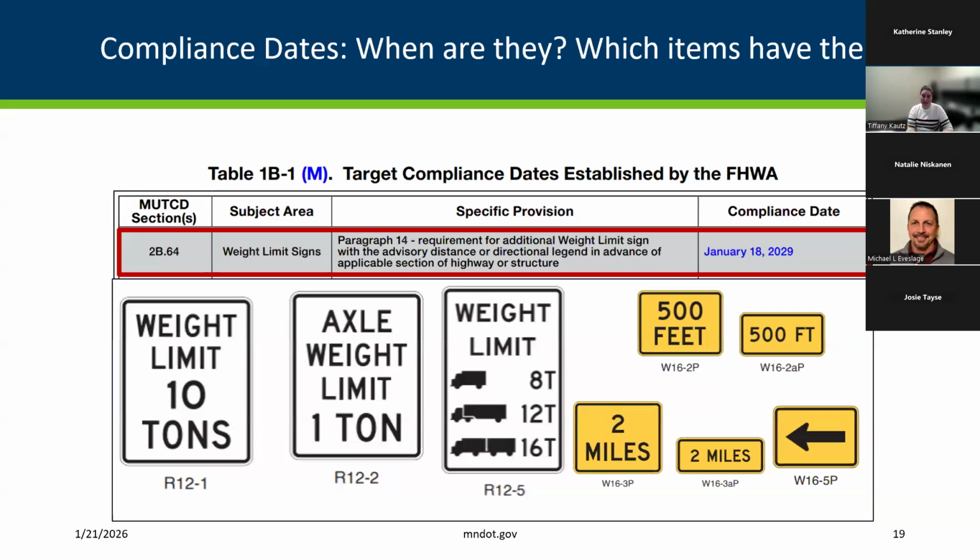So for the first one, it has to do with weight limit signs, and this has a target compliance date of January 18th of 2029. And so an additional weight limit sign with an advisory distance or directional legend shall be located in advance of the applicable section of highway or structure so that a vehicle can detour or turn around prior to the limit zone. So we would probably see more of these. This is just a select sample of what the weight limit signs are, and then they would have these additional plaques associated with them.